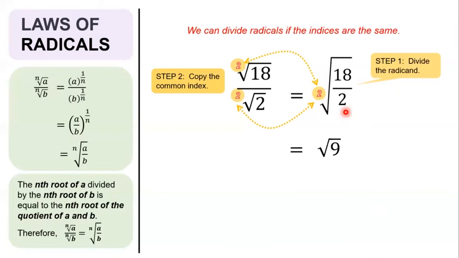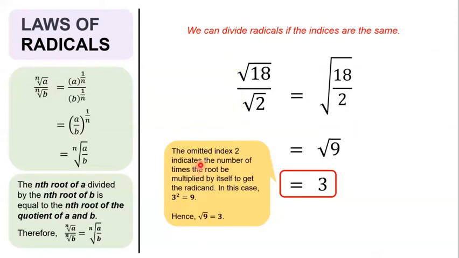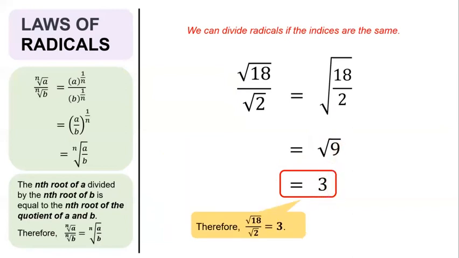So from our solution here, ang next line natin is equal to the square root of 9. Next step natin is to simplify square root of 9. Take note, the omitted index 2 indicates the number of times the root be multiplied by itself to get the radicand. In this case, we have 3 squared is equal to 9. Ibig sabihin, the square root of 9 is equal to 3. Therefore, the square root of 18 divided by the square root of 2 is equal to 3.